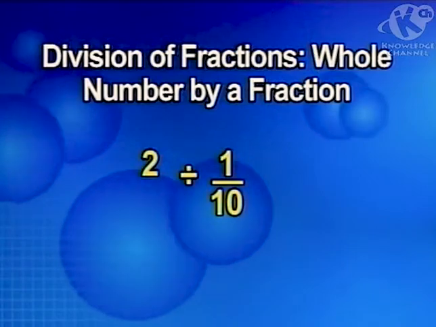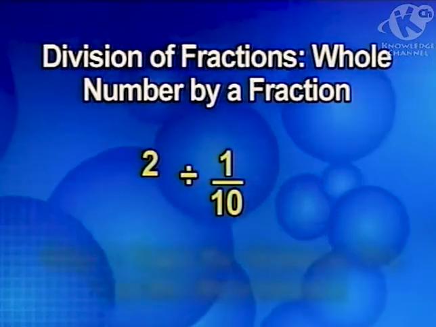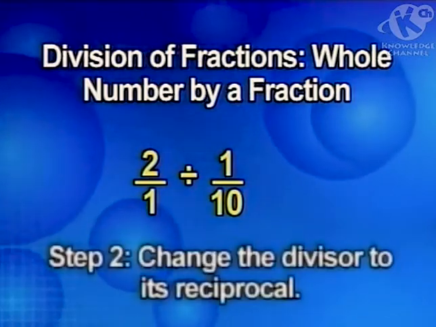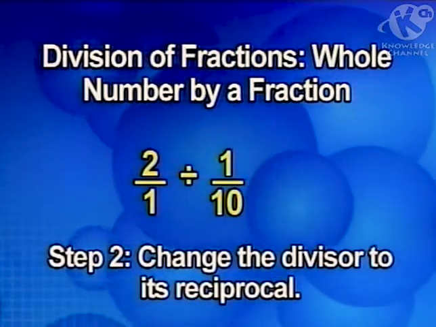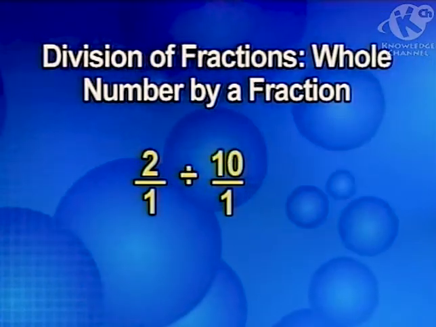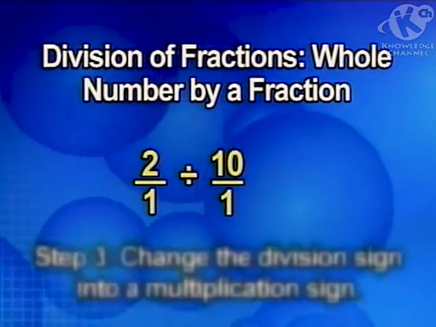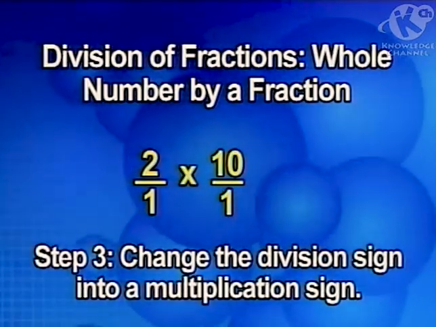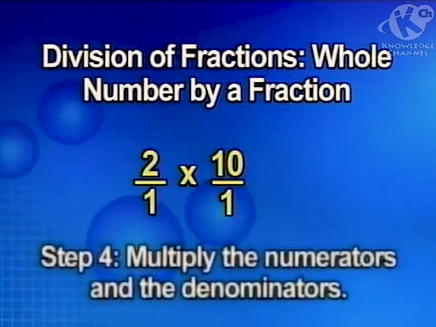You can divide 2 by 1/10 meter. First, we put 1 as the denominator of 2. Now, we change the divisor 1/10 into its reciprocal. The reciprocal of 1/10 is 10 over 1. Next, we change the division sign into a multiplication sign. Now, we can multiply. Aba, ang galing mo na, Bubut.